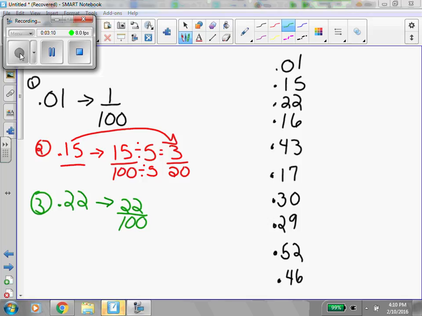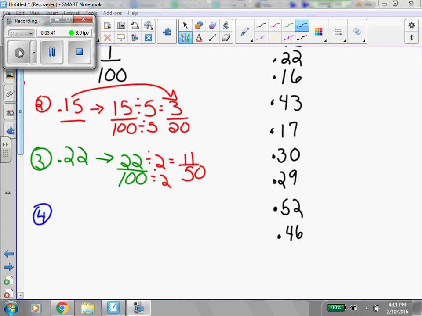What number, using divisibility rules, can go into 22 and into 100? Well, they're both even numbers, so I automatically know that 2 is going to work. So 22 divided by 2 is 11, and 100 divided by 2 is 50. So 11/50ths. So 22/100ths, the decimal, is the same thing as the fraction 11/50ths.